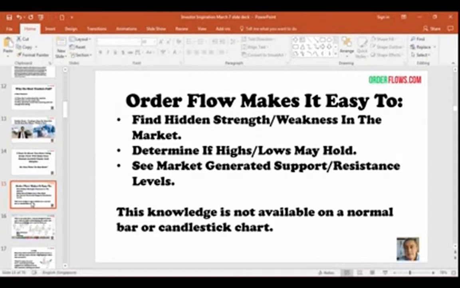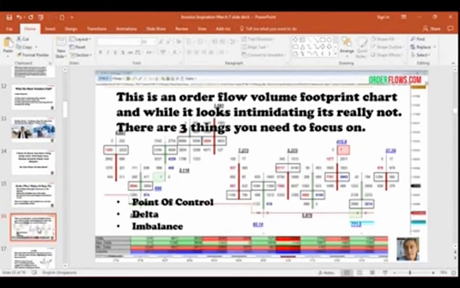Whether you look at it or not is up to you. If you're looking at a normal bar or candlestick chart, you're not going to see this information. You're only going to see it on an order flow-generated volume footprint chart. And this is how it looks.